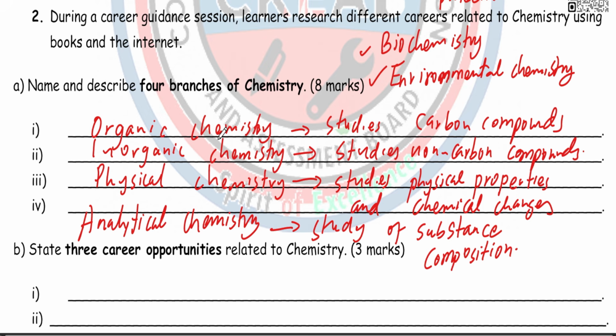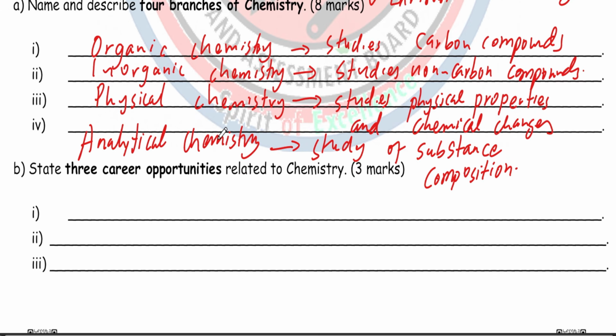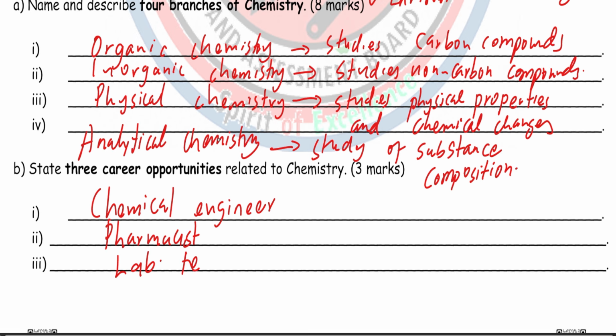So yeah. So question B. State 3 career opportunities related to chemistry. There are a lot. We have chemical engineering. So you can become a chemical engineer. Now you might be asking yourself, who's a chemical engineer? Research on that. You can become a pharmacist. Tamam. You can become a lab technician or laboratory technician. You can become a chemistry teacher.